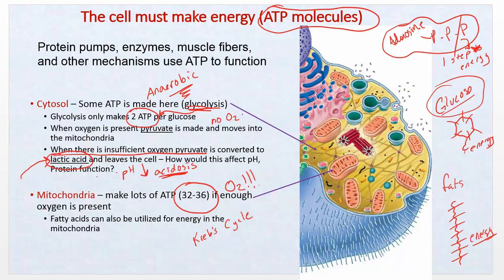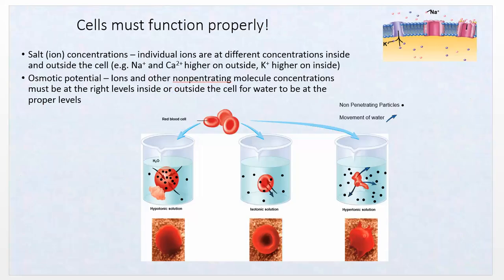Okay, but normally when things are functioning properly, this pyruvate moves into the mitochondria, and you make a whole bunch of ATP. You don't have the buildup of acid, and everything is chugging along smoothly. Okay, so again, cells must function properly.